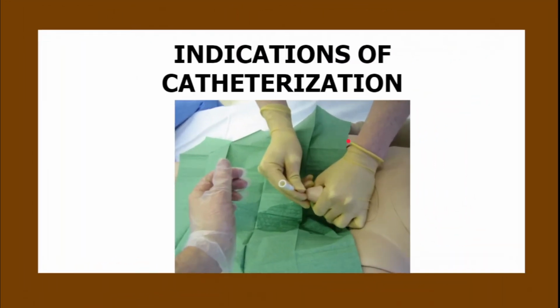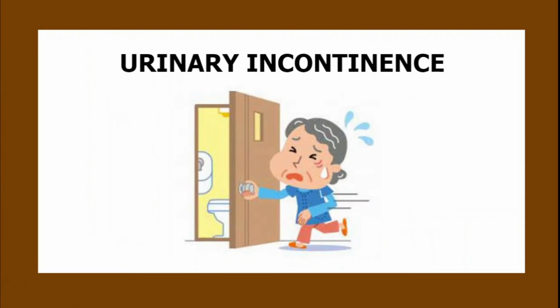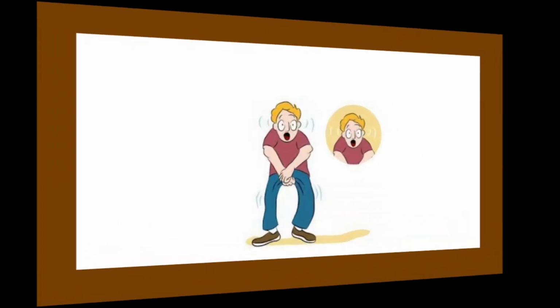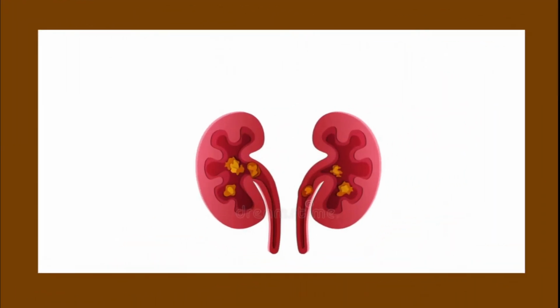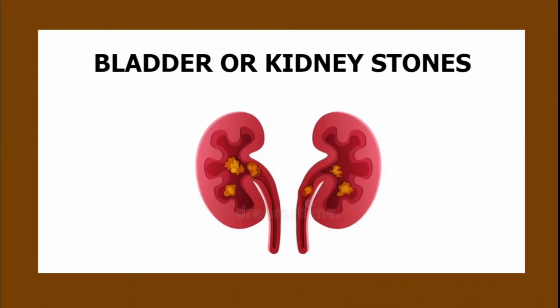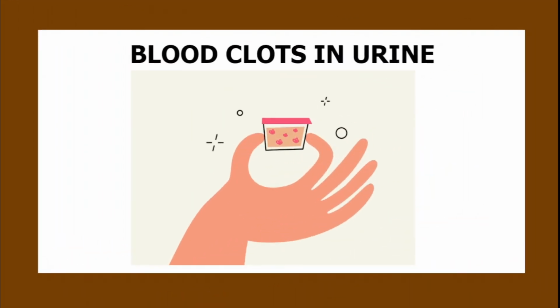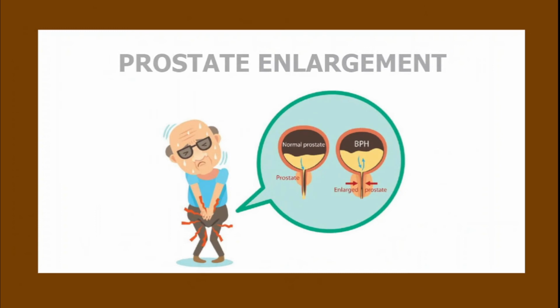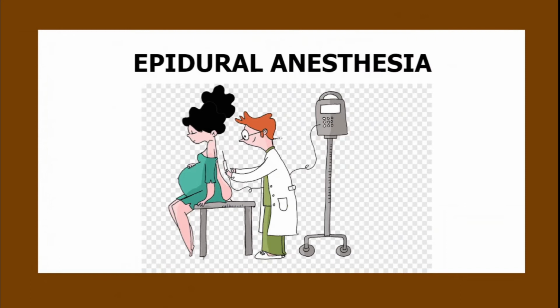Next we go to the indications of catheterization. The first indication is urinary incontinence. The second is urinary retention. The third is bladder or kidney stones. The fourth is blood clots in urine. Then the next is prostate enlargement. Then is epidural anesthesia.